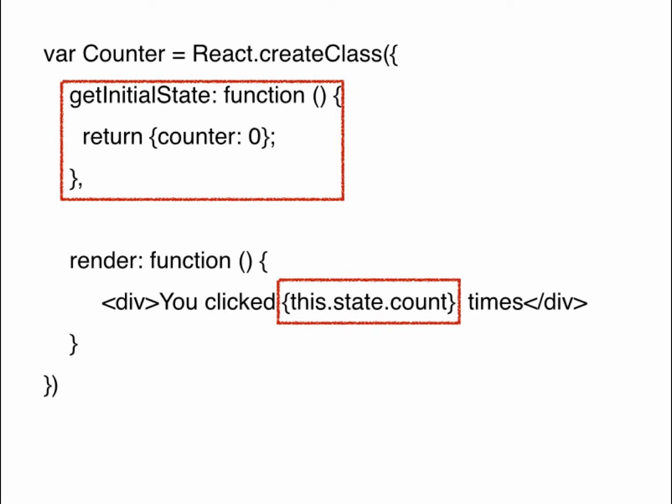Again, just like the render method, there is a method called getInitialState. And in this getInitialState, you return a simple object so that this will become what your state will be. So here we are returning counter is 0. Just a normal, simple JavaScript object. And just like props, we can access this variable in this.state.count. So now we say you clicked this.state.count times, and it will simply refer to the state variable there.